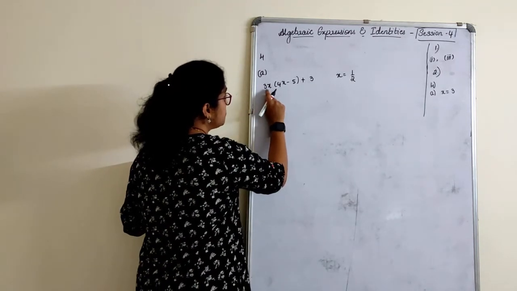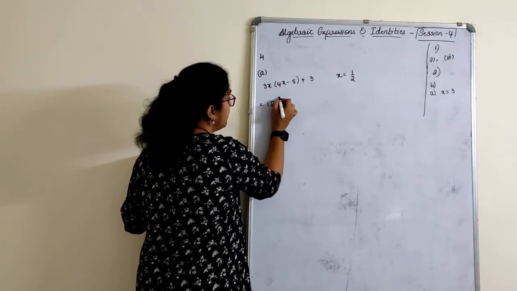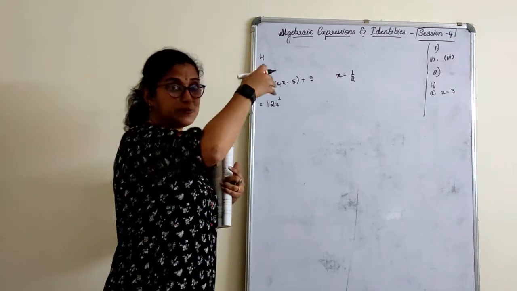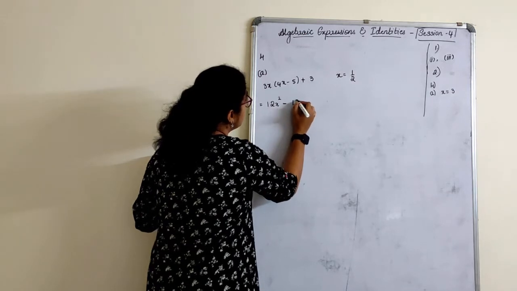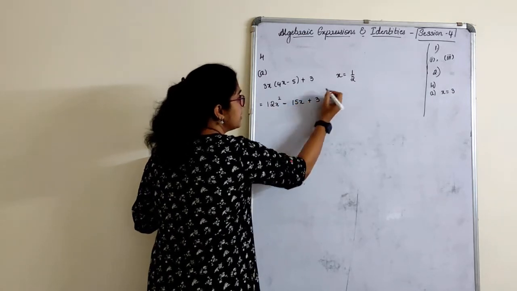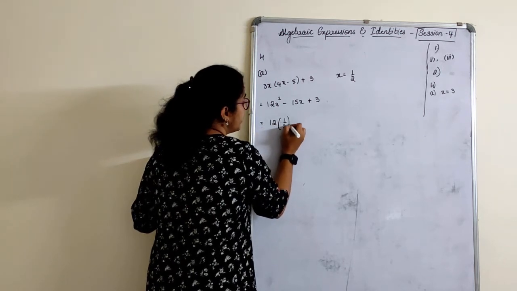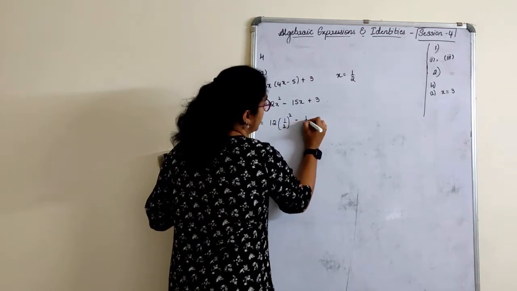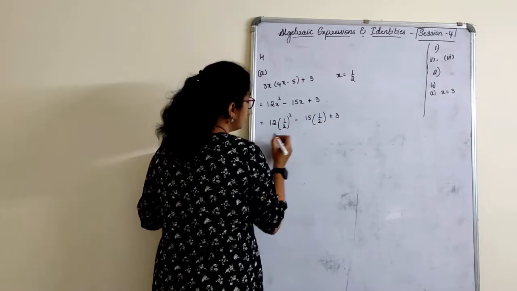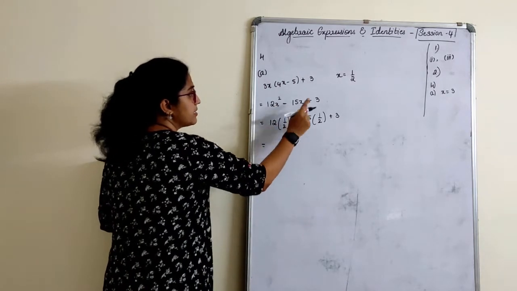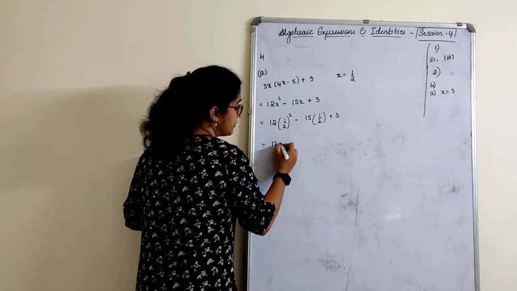Let's multiply first. 3x into 4x, 3 4s are 12x square. I am using this method. You can substitute and do it, up to you. Minus 3 5s are 15x plus 3. X value is what? 1 by 2 whole square minus 15 of 1 by 2 plus 3. Correct? Wherever x is there, I have put 1 by 2. Don't cancel 2 1s and 2 6s because square is there.